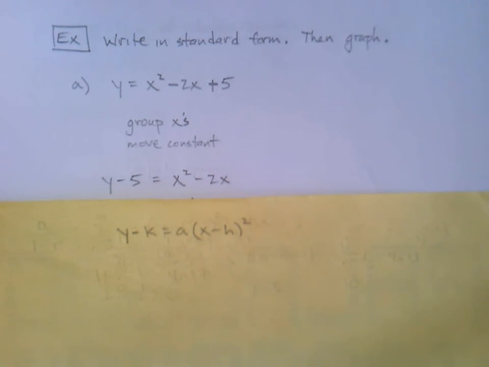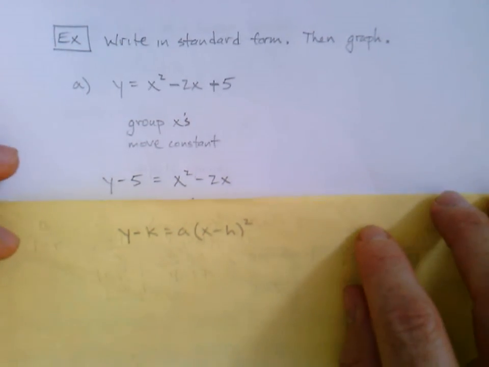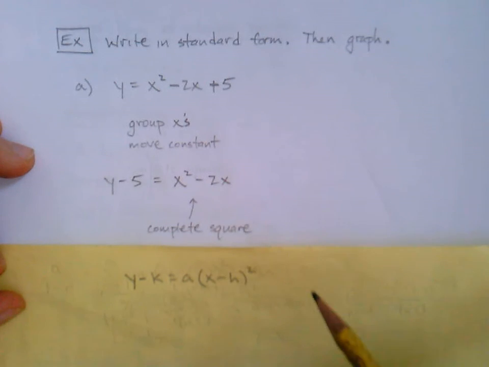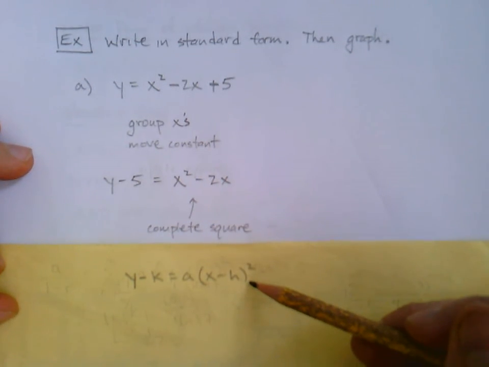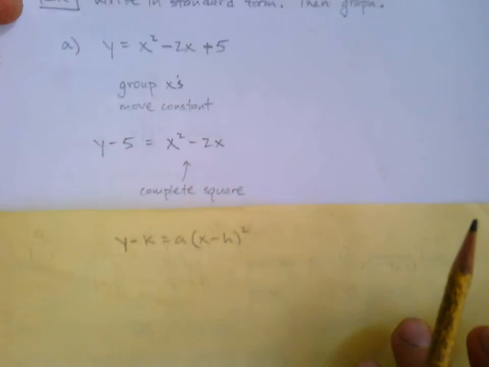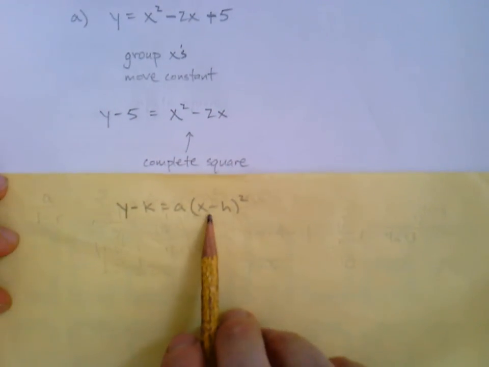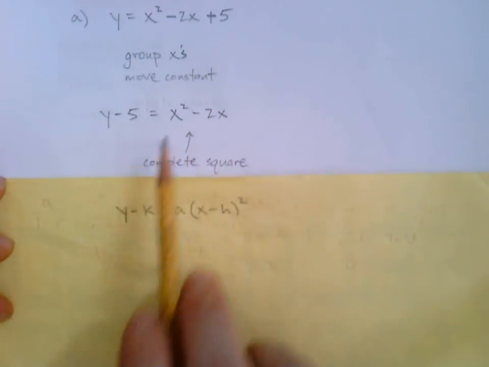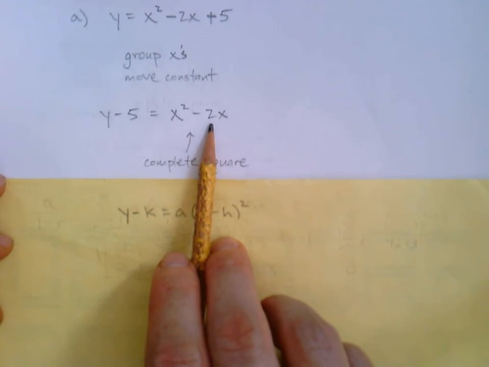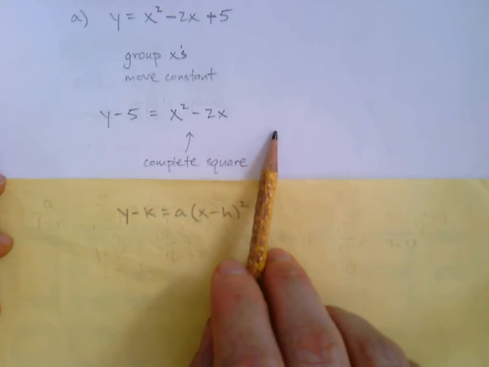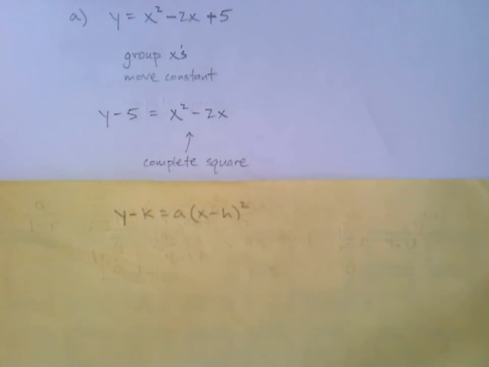Okay, so we make it look like y minus 5 equals x squared minus 2x. And what's next? Well, of course, we're going to complete the square, transforming it into this style we see down there in the standard form. Okay, complete the square. So x squared minus 2x. I look at the 2, divide it in half, square it. We're really going to see this pattern a lot. We're going to complete the square a lot in this chapter.